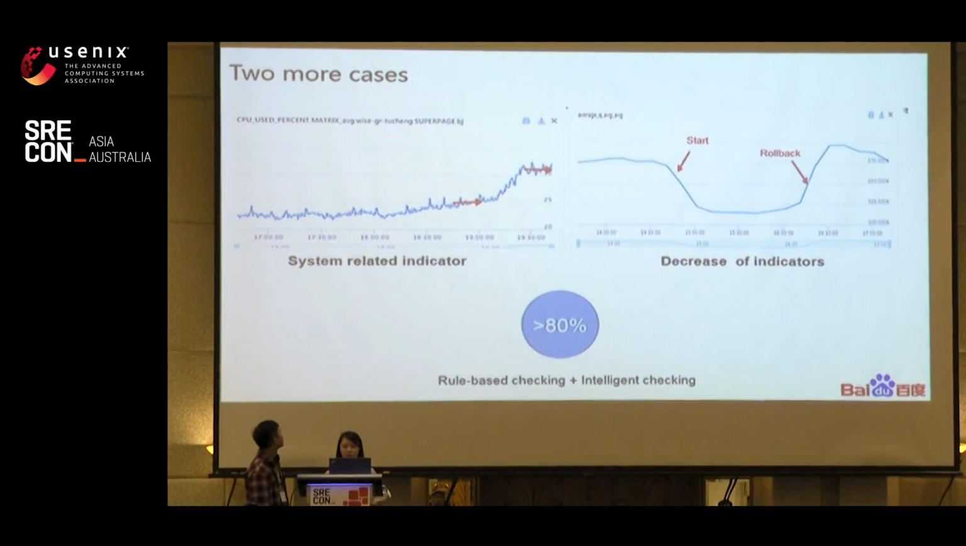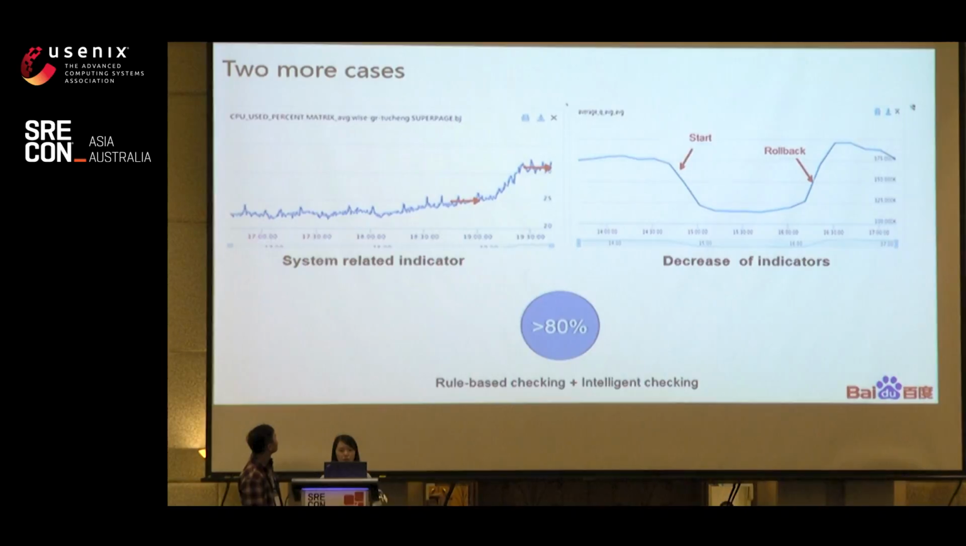Two more cases. The intelligent checking can also detect system-related indicators such as CPU use percentage, in the left picture, and also the decrease of the indicators on the right. When we rolled back, it recovered. Thanks to the cooperation of rule-based checking and intelligent checking, the recall rate has reached more than 80%.